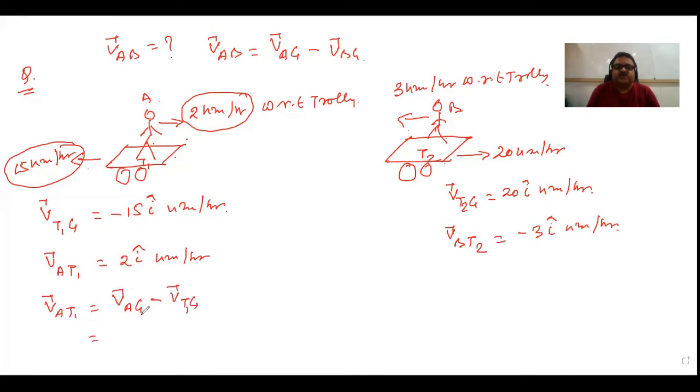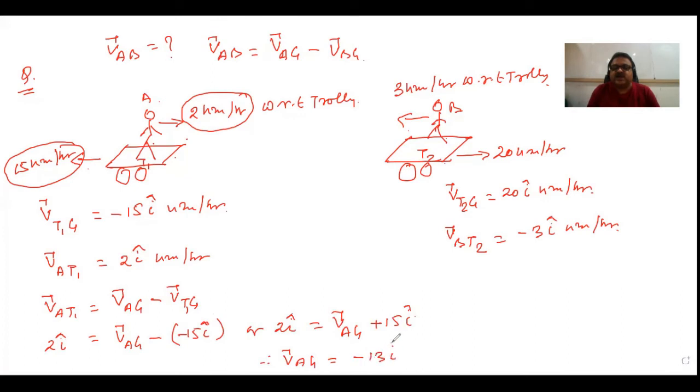What is velocity of A with respect to ground? We don't know that. But what is the velocity of A with respect to trolley 1? That is 2 i cap. Velocity of A with respect to ground is unknown to me. Velocity of T1 with respect to ground is minus 15 i cap. So if I solve it, 2 i cap is equal to velocity of A with respect to ground plus 15 i cap. This goes that side, so the velocity of A with respect to ground is minus 13 i cap kilometer per hour.